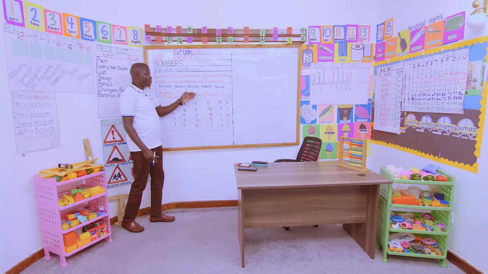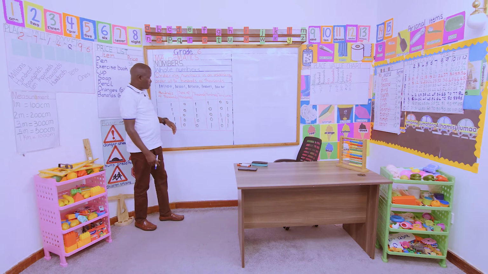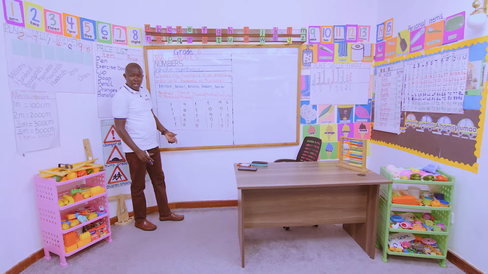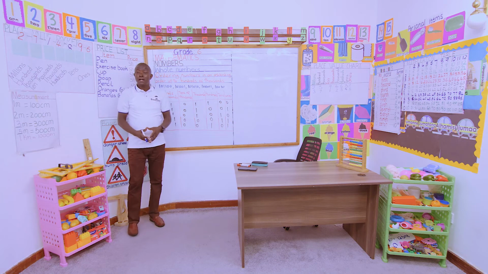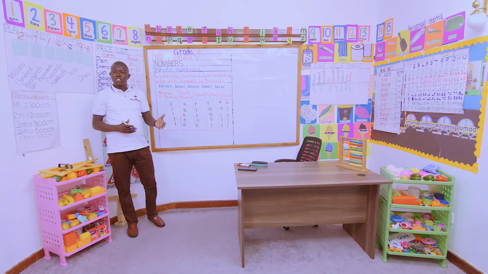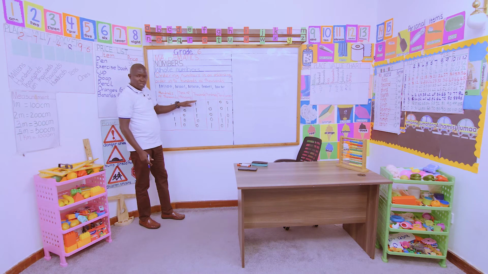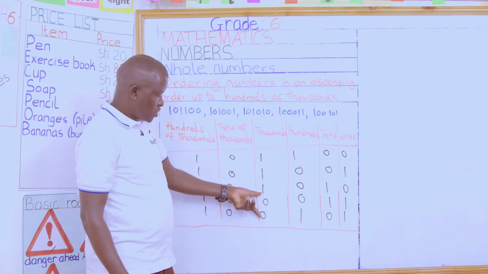So we go to the thousands place value column. We have 1, 1, 1, 0, 0. So this can help us know which one is smaller and which one is bigger. Which digit comes first between 0 and 1? It is 0. So now these three are bigger than these two. So we are using these two.